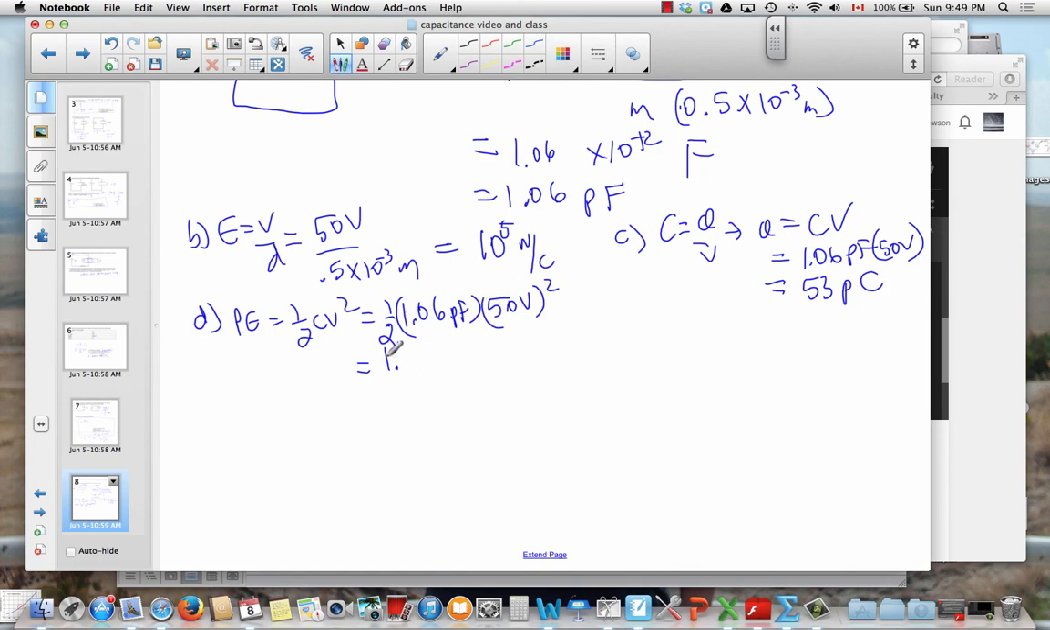So it ends up being 13. Let's see, I better pause and work this out properly. Yeah, no, I was right. So it's 1325, and then it's picofarad volt squared. A farad volt squared is a joule, but 1325 picojoules is 1.325 nanojoules.